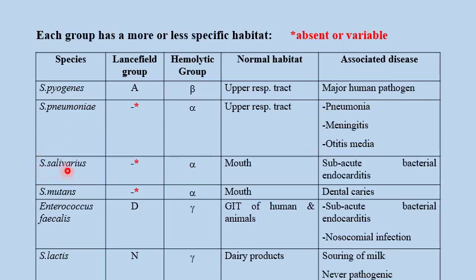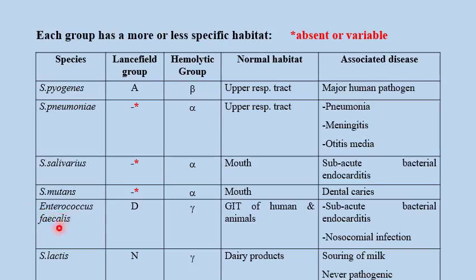Streptococcus salivarius, also Lancefield group either absent or variable. It's alpha hemolytic, present in the mouth as a normal flora of the oral cavity, and it causes subacute bacterial endocarditis. Streptococcus mutans, also Lancefield variable or absent, alpha hemolysis, and it's present also in the mouth, and this is the cause of dental caries.